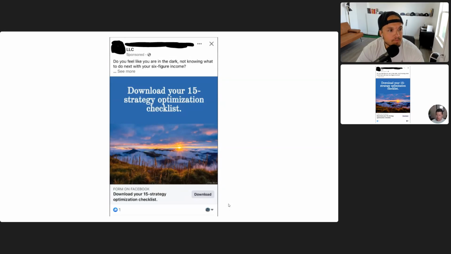Yeah, I think the image is a little, I don't know. The other problem is what's supposed to be the catchy part here. Download your 15 strategy optimization checklist. For what? I don't know what that means. 15 strategy optimization checklist to do what? Like, get more money, reduce my taxes? That's the problem here, it's missing some context.